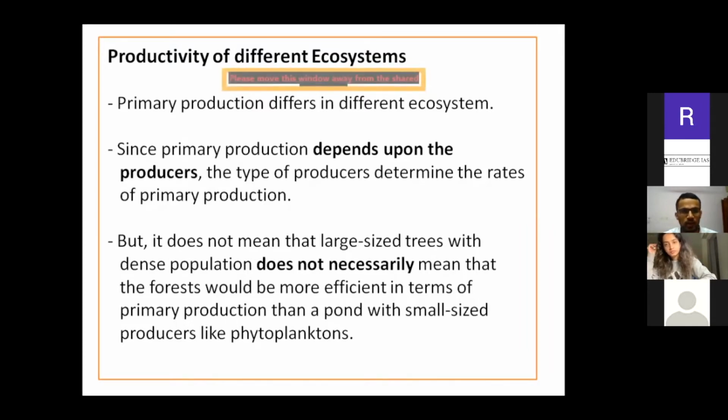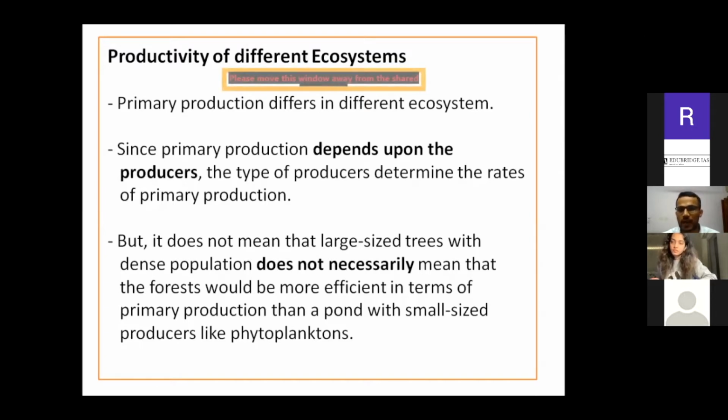So you can read the point number 3, but it does not mean that large size trees with dense population does not necessarily mean that the forest would be more efficient in terms of primary production than a pond with small size producers like phytoplanktons. So it is not that the size of the primary or the producers will influence the productivity of a particular ecosystem. No, it does not depend on the size.